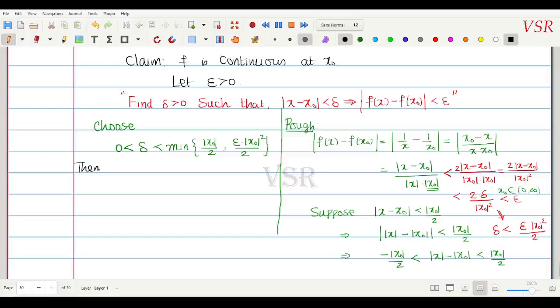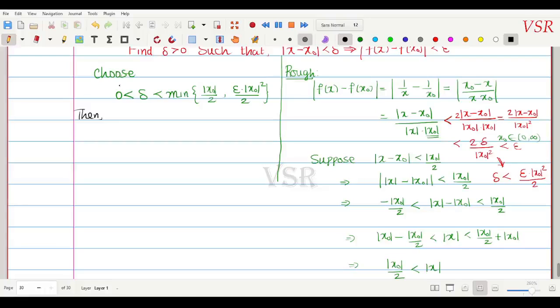we can write it in this way, that is, whenever modulus of x minus x0 is less than delta, then this implies that, okay, from this we get that modulus of x minus x0 is less than mod x0 by 2. At the same time, modulus of x minus x0 is less than this fellow, epsilon into mod x0 the whole square divided by 2. We get both of these.